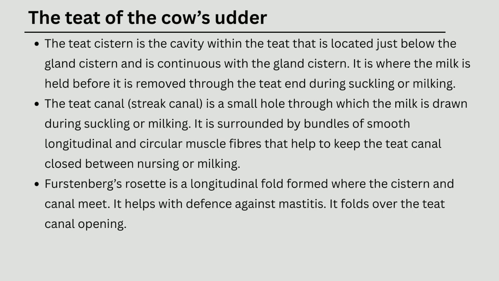Furstenberg's rosette is a longitudinal fold formed where the cistern and canal meet. It helps with defense against mastitis. It folds over the teat canal opening.